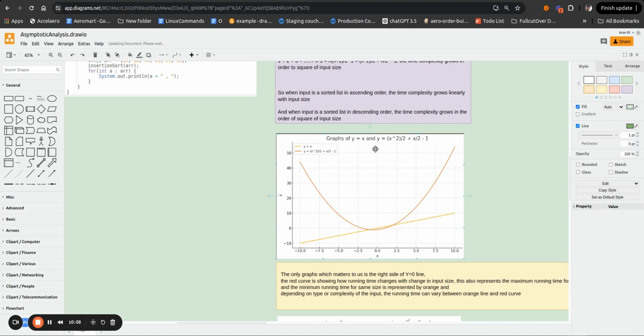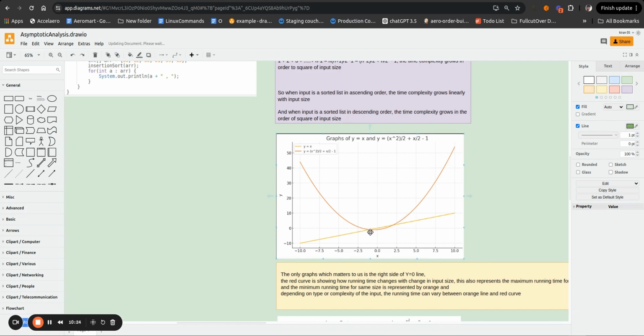So the only portion of the graph which we care about is the right side portion of this y equals 0, because since size can't be negative, we only deal with the right side portion, this portion of this graph.